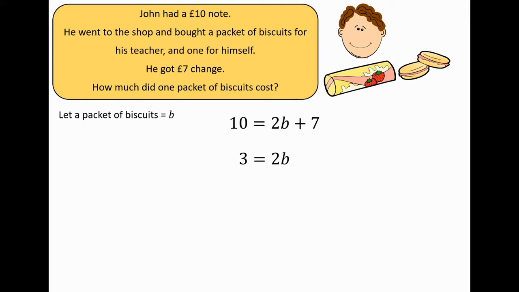And then what do you do? Subtract 7 from both sides. 3 is equal to 2b. Divide by 2 on both sides. B is equal to 1.5. So therefore, 1 packet of biscuits costs £1.50.